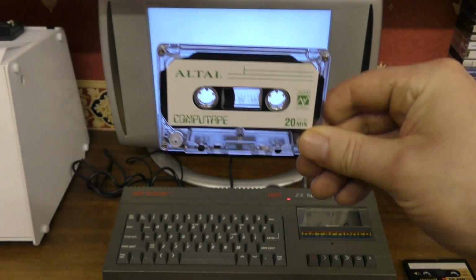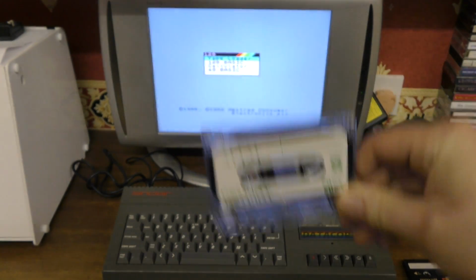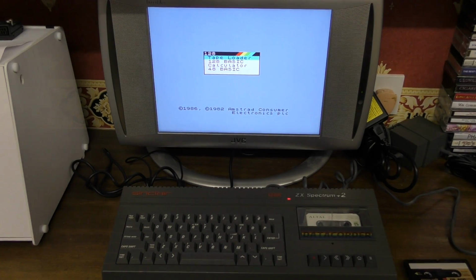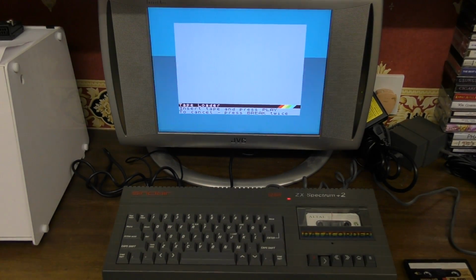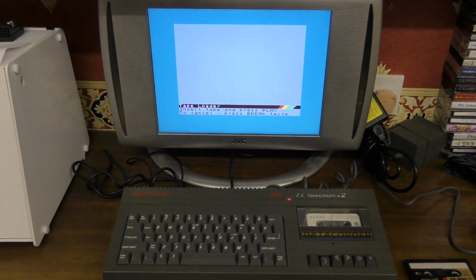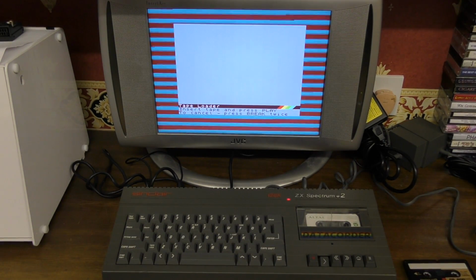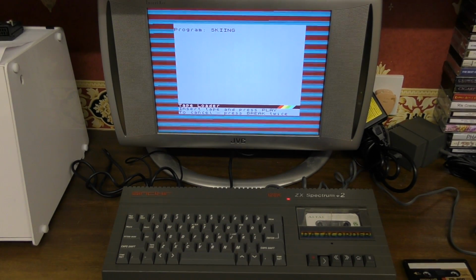I'm going to take this Altai, which we've said was basically a Type 0 tape, and let's see if we can load Horoscope Skiing. And that tape's squeaky. Can you hear it squeaking away? That's not the deck, that's the tape. There we go, it's loading.